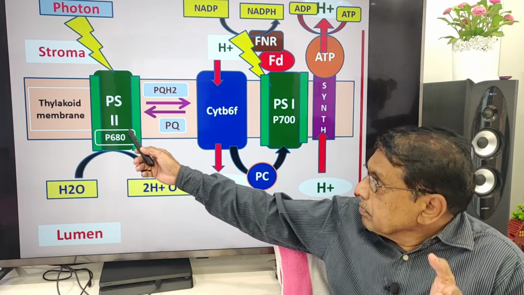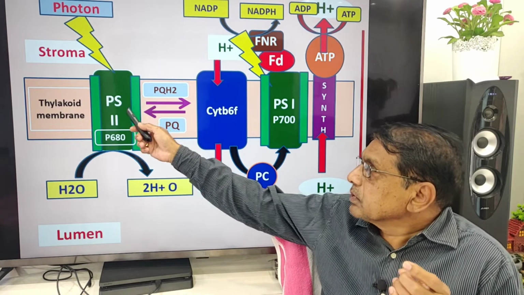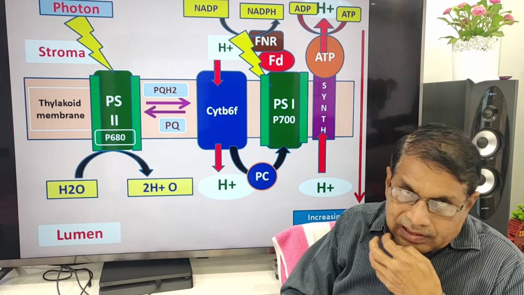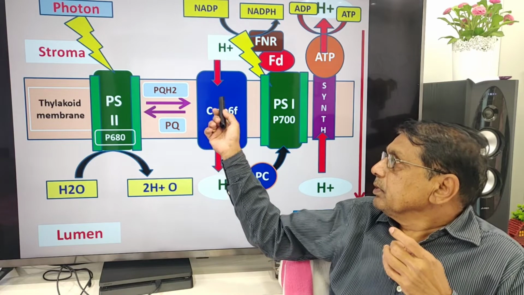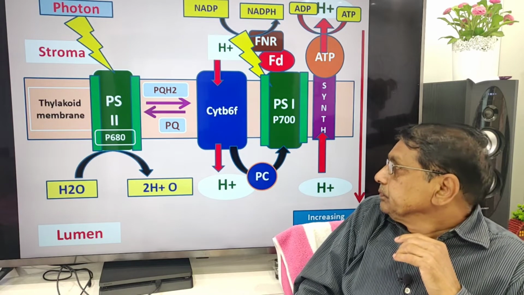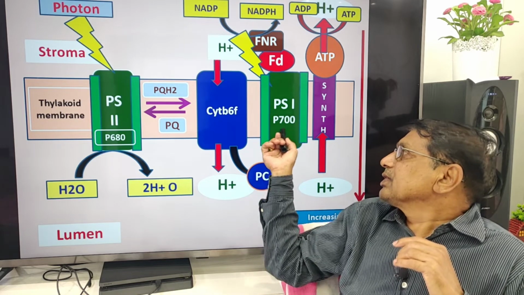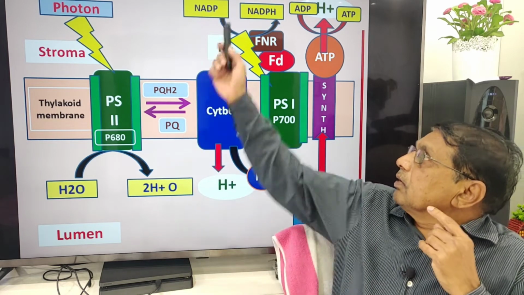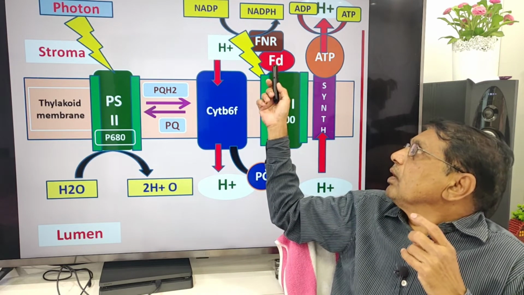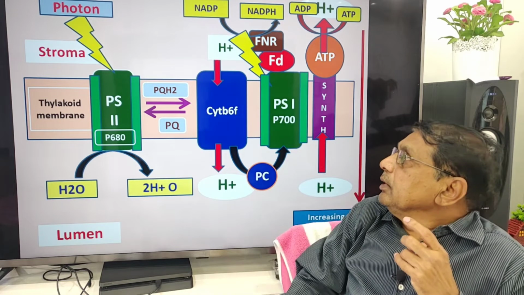These protons and electrons pass through different electron carriers. For example, plastoquinone, upon accepting, becomes reduced. Then these protons are accepted by the cytochrome b6f complex. Then plastocyanin passes them to PS1, whose reaction center is P700. Here also electromagnetic radiation, the photons. Then the ferredoxin is involved, and here NADP is reduced to NADPH2.